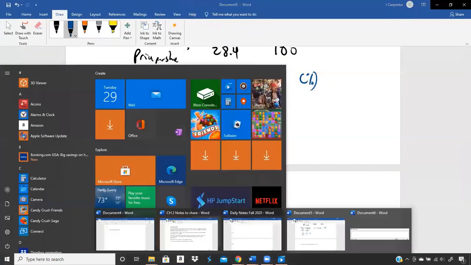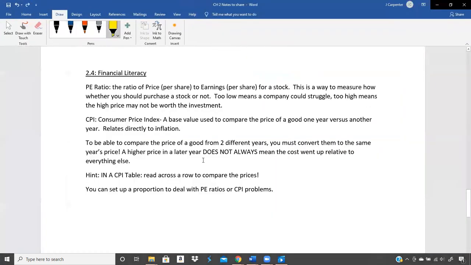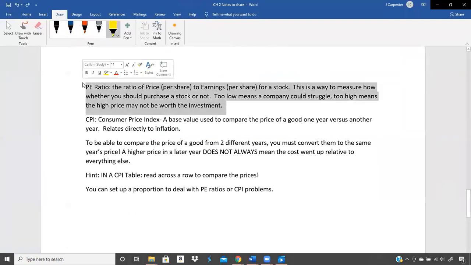So we have a couple of minutes left. Let's keep going with this. All we've done so far is just this, but that is half the section, believe it or not. Maybe even a little more than half.